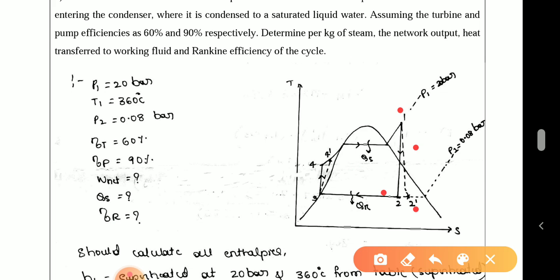Then from state 2 to 3, it is the condensation in the condenser by rejecting heat. It reaches state 3 where it is completely converted into fluid. Then from 3 to 4, it is pumped back to the boiler pressure with the help of the pump. But the actual compression line is 3 to 4 dash because the pump efficiency is also given. Then from 4 dash to 1, the water is supplied to the boiler, heat is added in the boiler, and it is converted into superheated steam. This cycle continues.